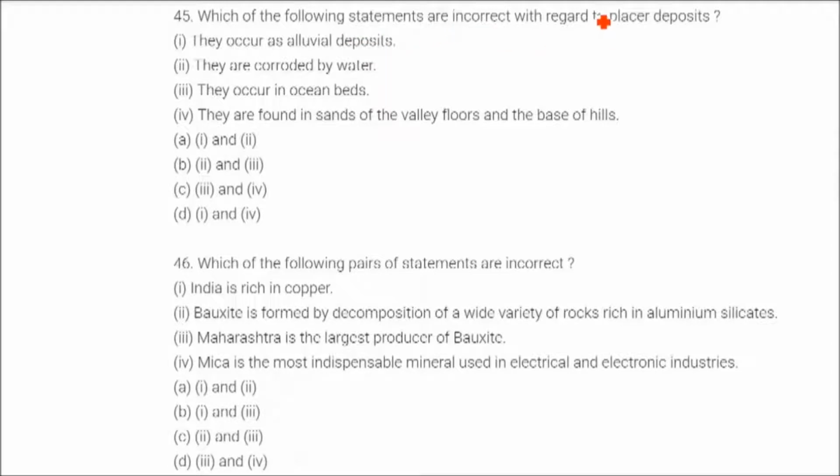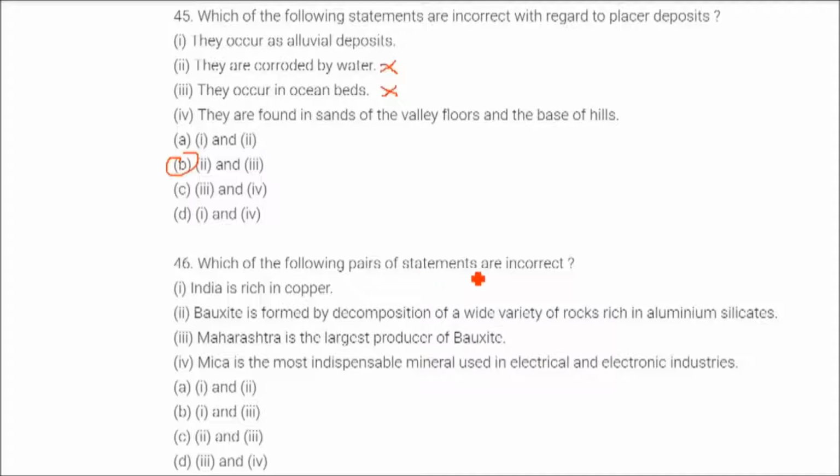Which of the following statements are incorrect with regard to placer deposits? We'll take one and then try to answer this. Here we have incorrect. They are corroded by water. This is incorrect. And they occur in ocean beds. So this is also incorrect. So we'll go with B1.